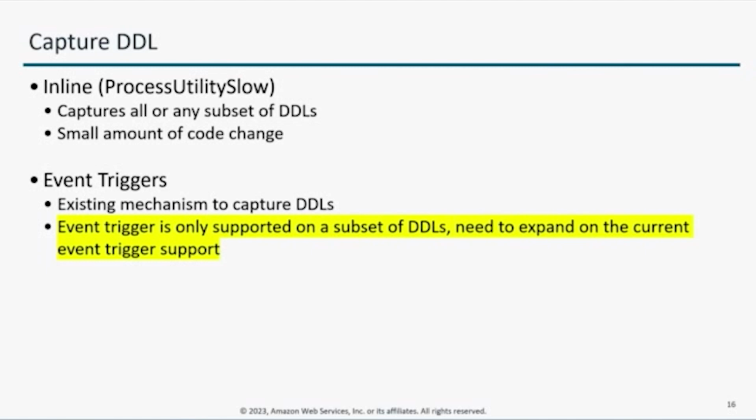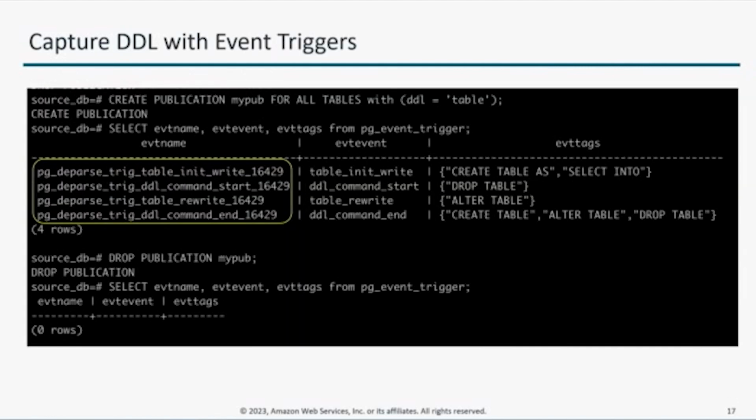In our current patch, we use event triggers to capture DDLs. Here is an example. Let's say we do CREATE PUBLICATION for all tables with DDL enabled for table commands. Then we do a select from the pg_event_trigger catalog, and we can see that there are 4 event triggers created in conjunction with the create publication command. If you notice, all these event trigger names have the same suffix. This is actually the OID of the publication. So imagine we create multiple publications, then there will be multiple sets of such event triggers getting created.